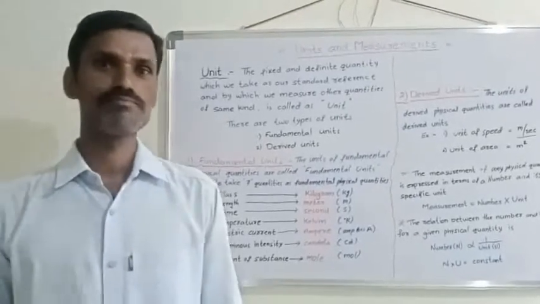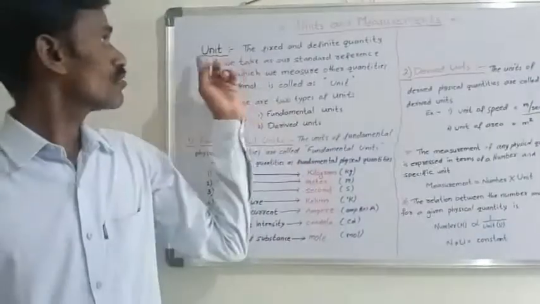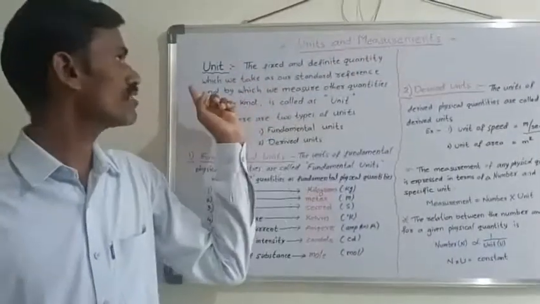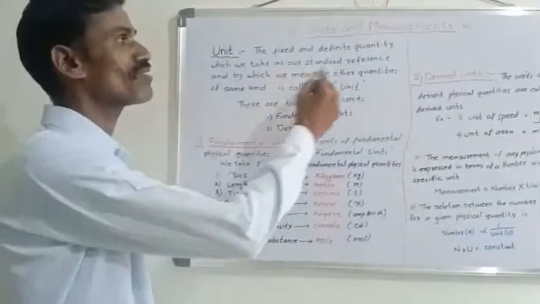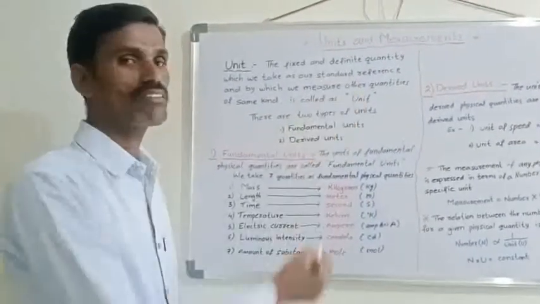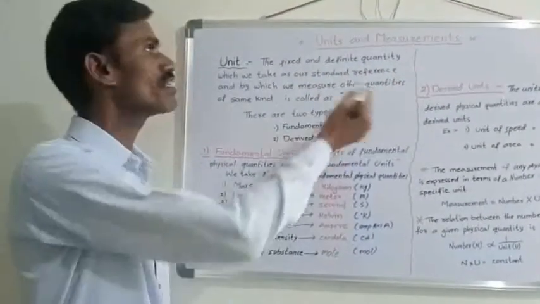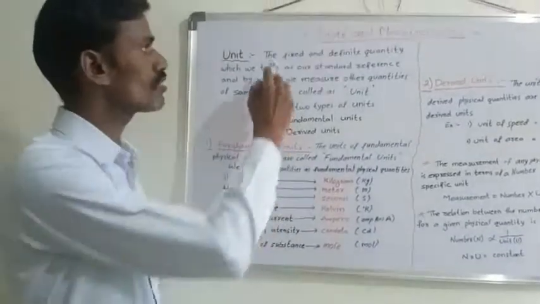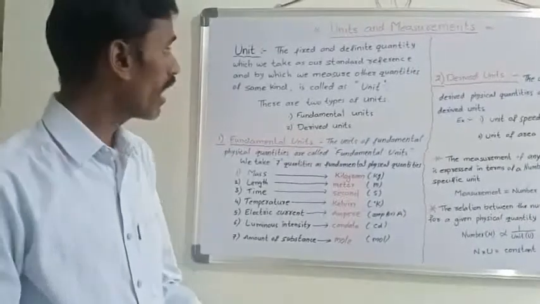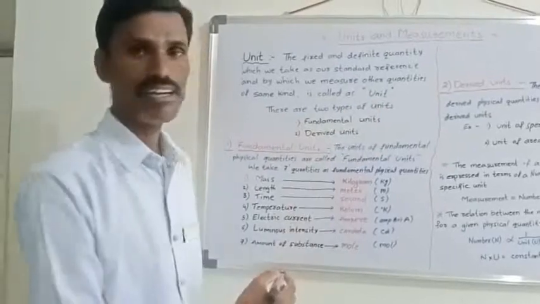Okay, welcome students. Today we discuss the unit. What is a unit? A unit is the fixed and definite quantity which we take as our standard reference. That means, to measure a physical quantity, we take some standard reference as our unit. The fixed and definite quantity which we take as our standard reference, and by which we measure other quantities of the same kind, is called a unit.